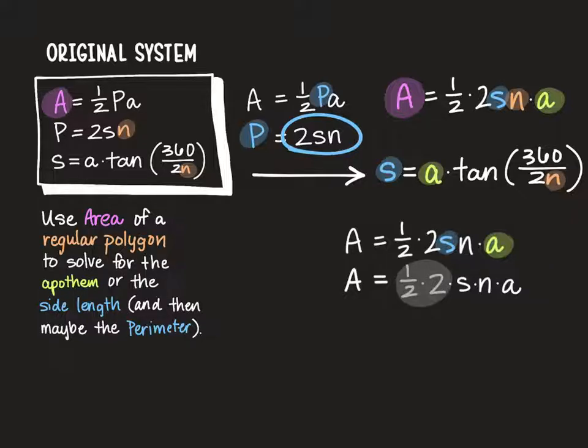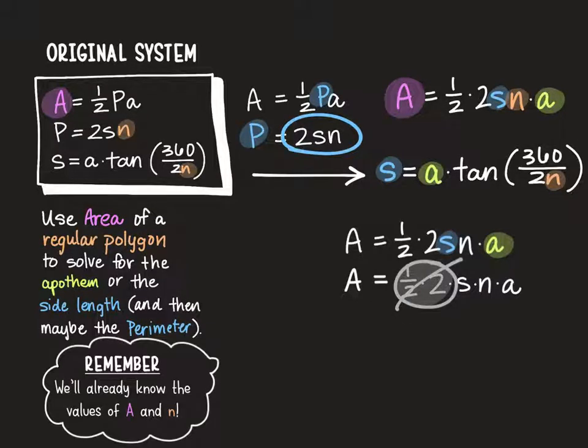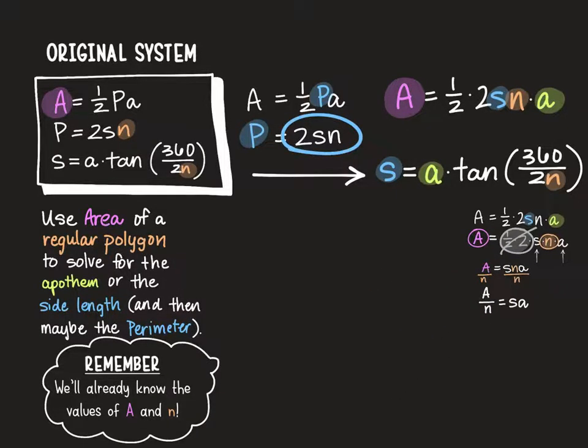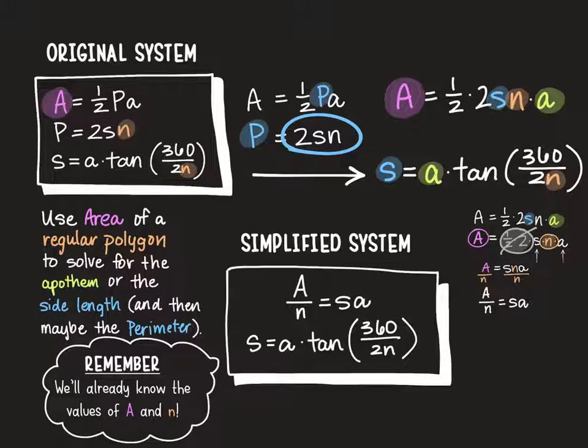Since the product of 1/2 and 2 is 1, those two numbers cancel each other out. Let's remember that we will already know the value for n for this type of problem. So our next step in simplifying this equation is to isolate the variables on one side and the constants on the other by dividing both sides of the equation by n, which leaves us with capital A divided by n equals s times a. By substituting 2sn in place of perimeter in our original area equation, we've created a simplified system of equations to help us solve these problems.